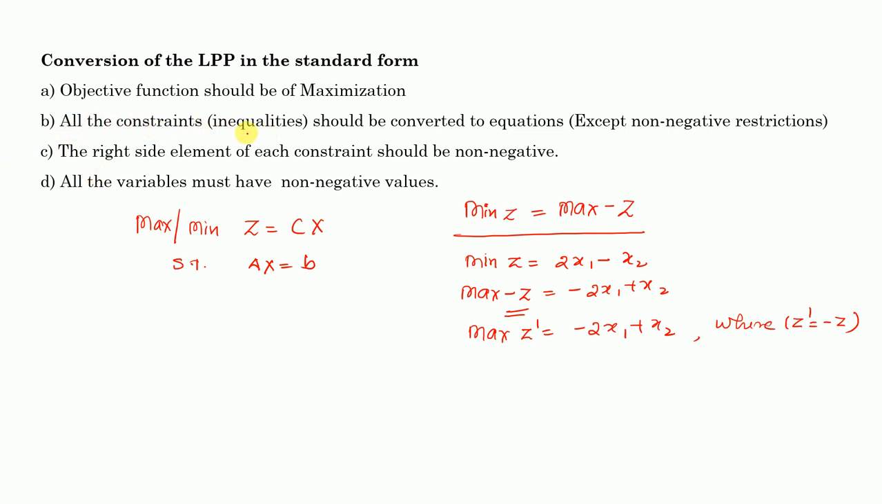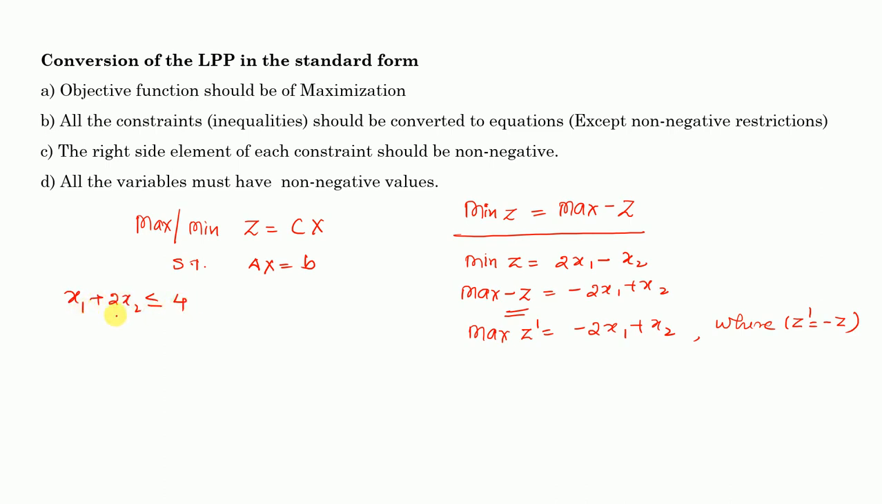Now all the constraint inequalities should be converted into equations. Basically, we deal with greater than equal to and less than equal to inequalities. So how can we convert these two? For example, first consider this one: x1 plus 2x2 is less than equal to 4. Two cases may be there. This may be equal to 4 or this may be less than 4.